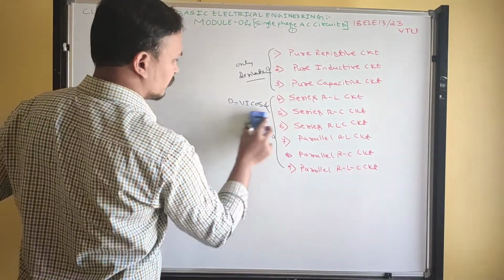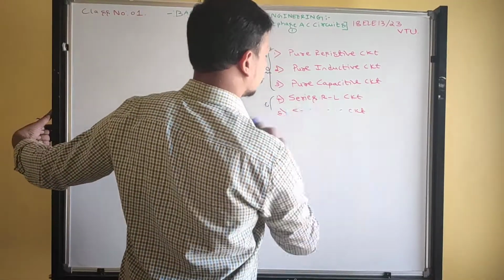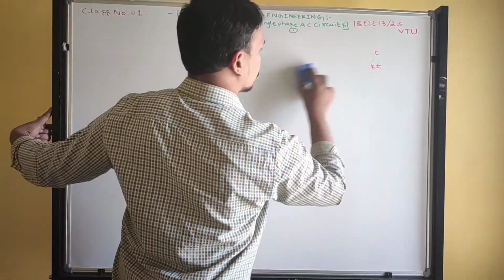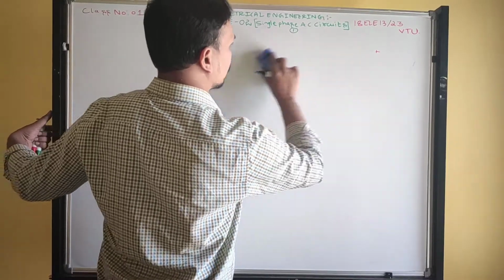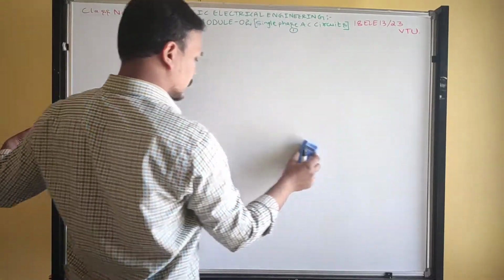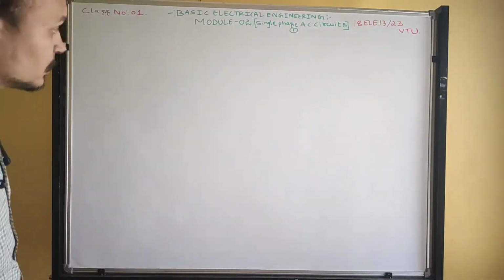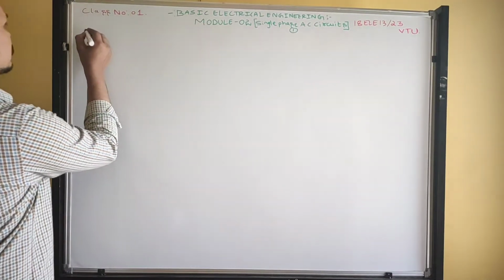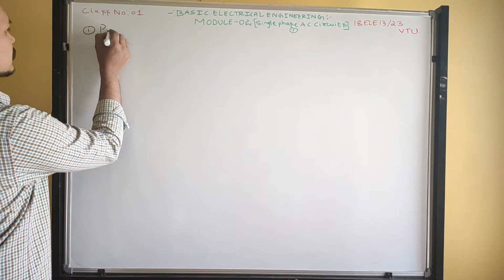Fine. Pause the video and then copy down. So totally 9 circuits are there. We have to study all those 9 circuits in detail. So let's start with the first one, pure resistive circuit.